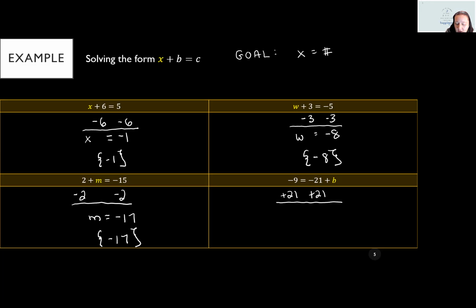So a negative 9 plus 21, and that's anything with those negatives and positives, I always mess up there. So I'm doing that on my calculator, and that gives us 12. So we get 12 equals B, because a negative 21 plus 21 gets you to 0. So our solution set here is 12.